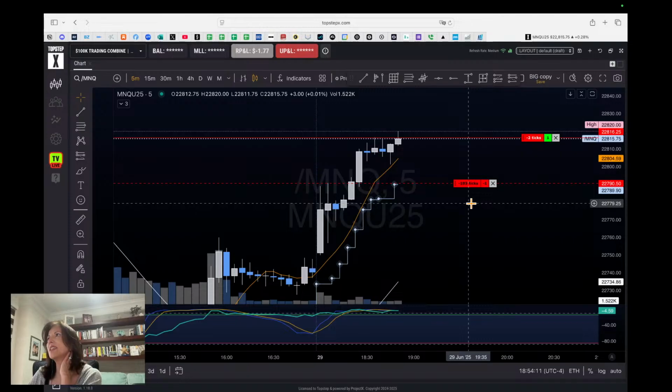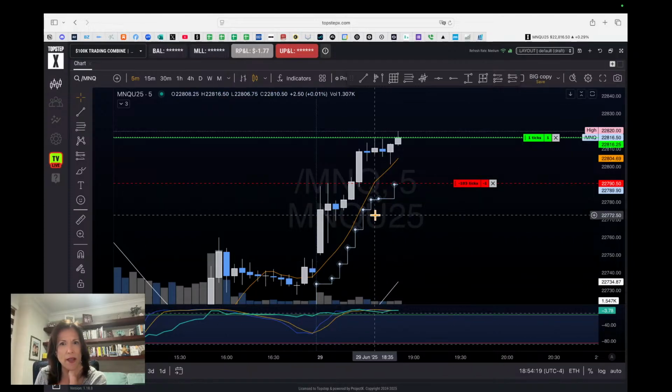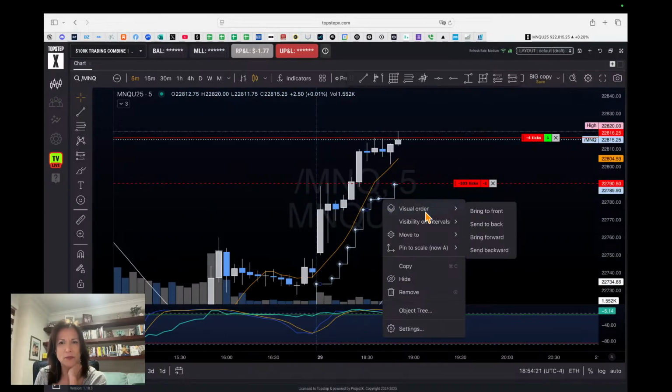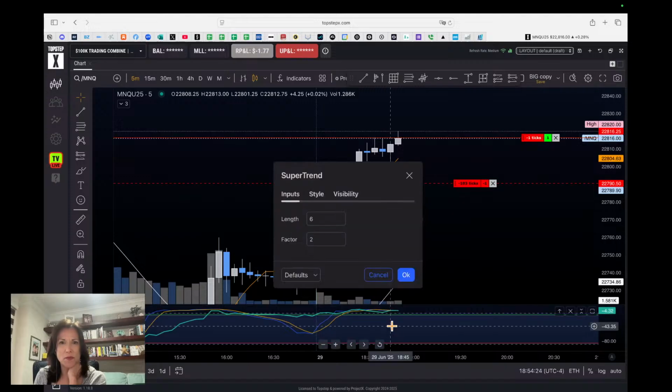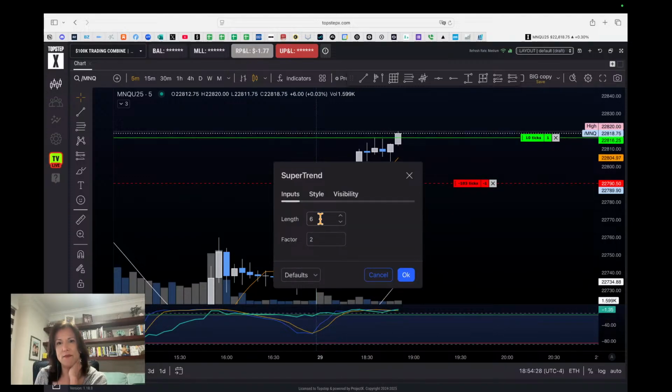The goal is to keep it simple, right? And get this, show your super trend settings again. All right, I absolutely will. Super trend 2 and 6. 2 and 6.